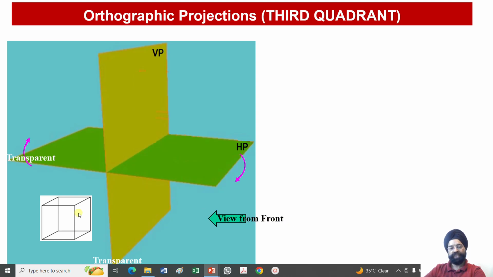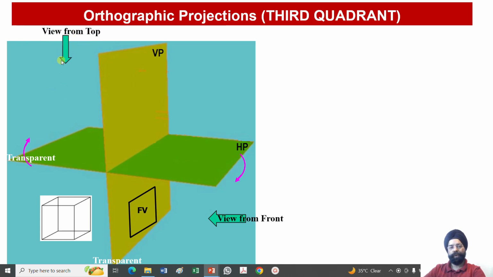Once I am looking at this object, the rays of sight will fall over here. Again, they will project back, and one square I will be able to see over here. So projections will come and fall back. I will get this as my front view because I am looking at this object from the front. Similarly, I want to look at this object from the top.